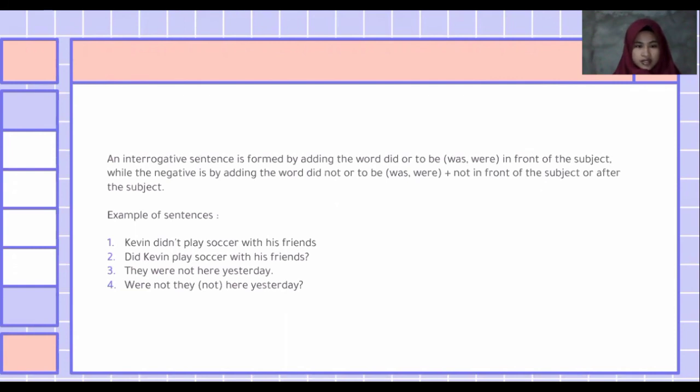Example sentences: One, Kevin didn't play soccer with his friend. Two, did Kevin play soccer with his friend? Three, they were not here yesterday. Four, were they not here yesterday?